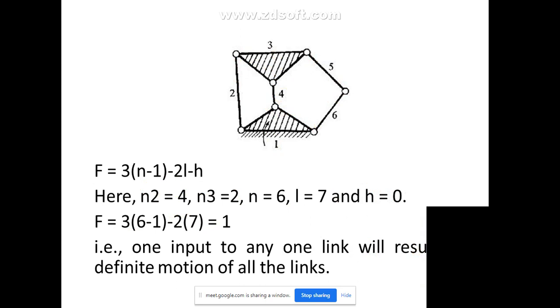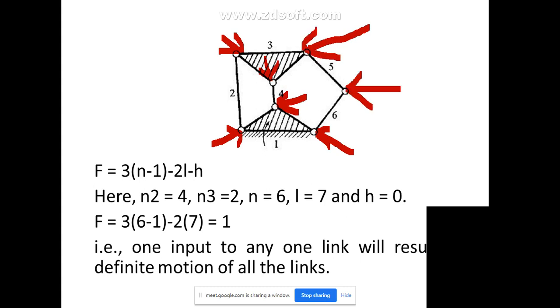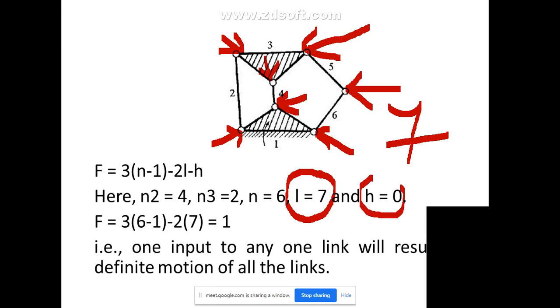Okay, so this is the first joint, this is the second joint, third joint, fourth joint, fifth joint, then sixth joint, and the seventh joint. How many joints are there? 7. Okay, so number of lower pairs is 7. Then higher pair is not there. This is not having any point contact. So higher pair is 0.